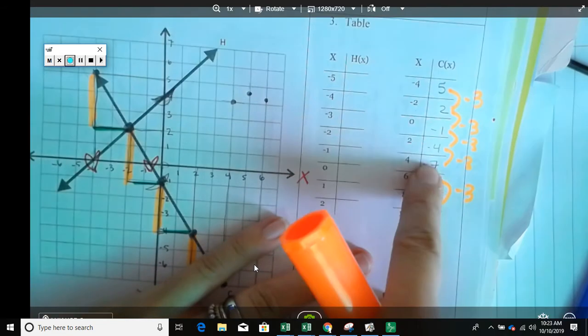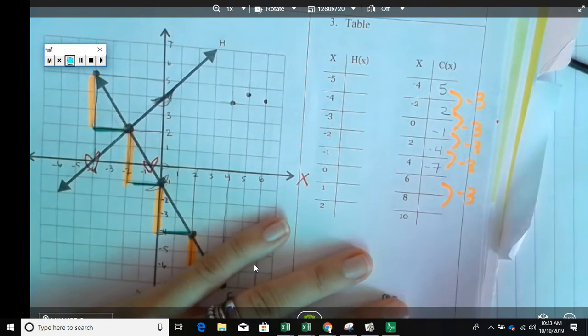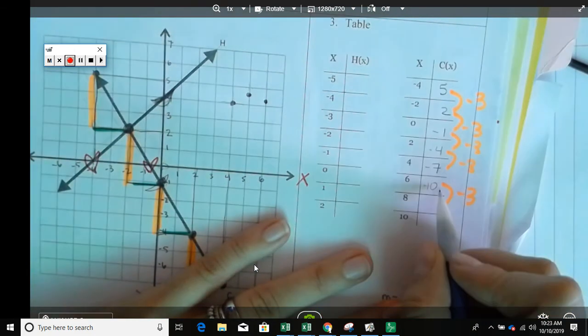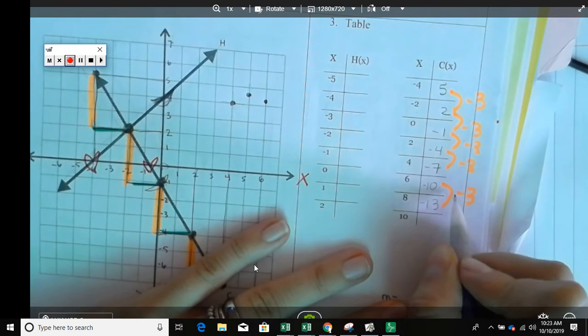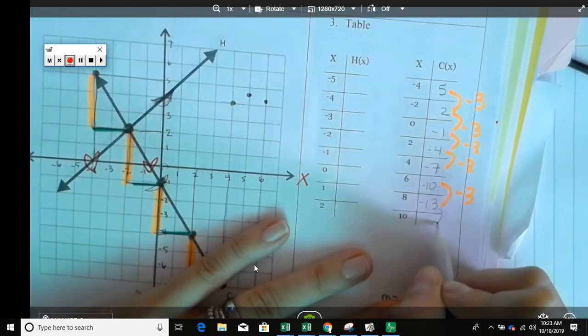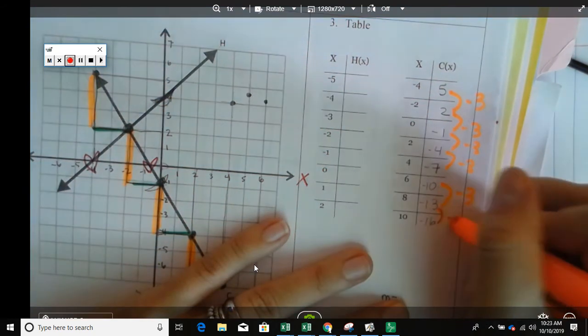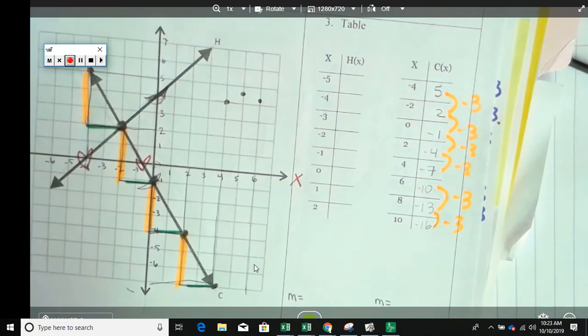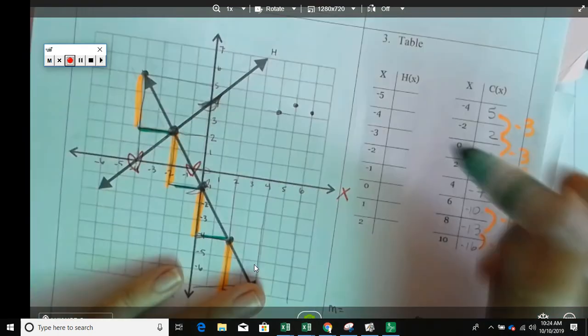So -7 minus 3 would give me -10. -10 minus 3 would give me -13. -13 minus 3 would give me -16. That's another reason we like slope, because when it's a linear function, we can predict the other numbers. So I do the same thing on this side.